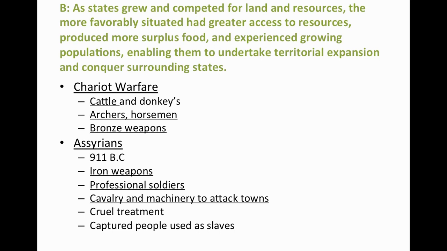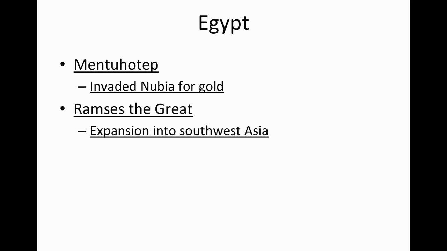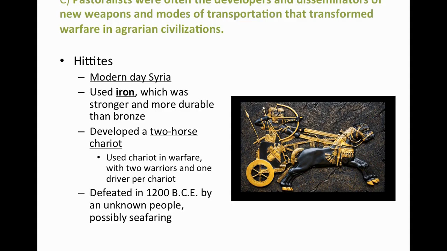They were very cruel. They were a pain in the neck to the Egyptian people. But we start to see, again, a new type of warfare, a more advanced warfare, using more advanced weapons and technologies like chariot warfare. And that's what you want to remember, the new methods of warfare. In Egypt, in terms of expansion, we mentioned Mentuhotep, who invaded Nubia, and Ramses the Great, who expanded Egyptian influence into Southwest Asia. So whether it was Egypt, or even Hammurabi, there was always expansion, going into other regions and taking over.